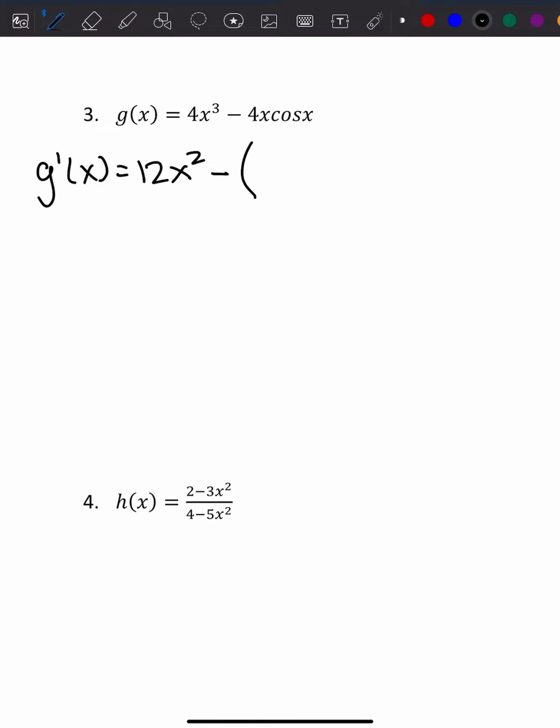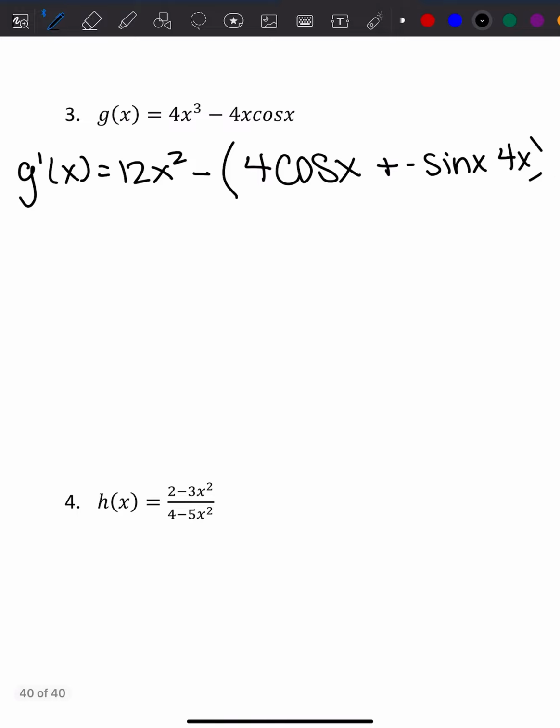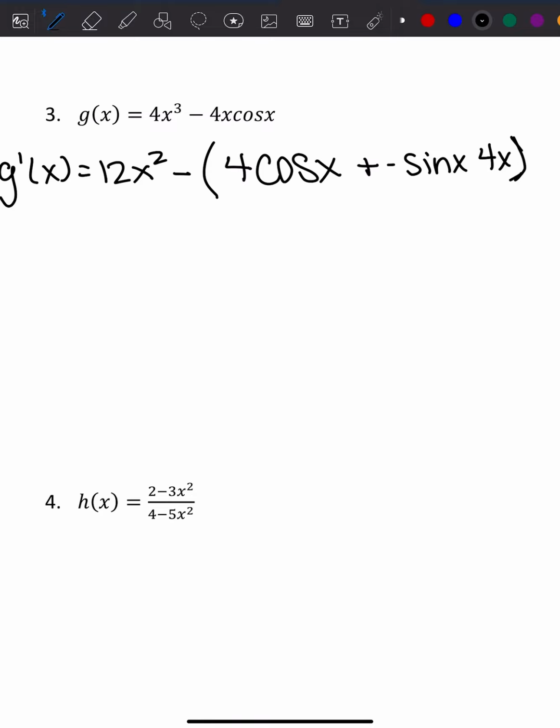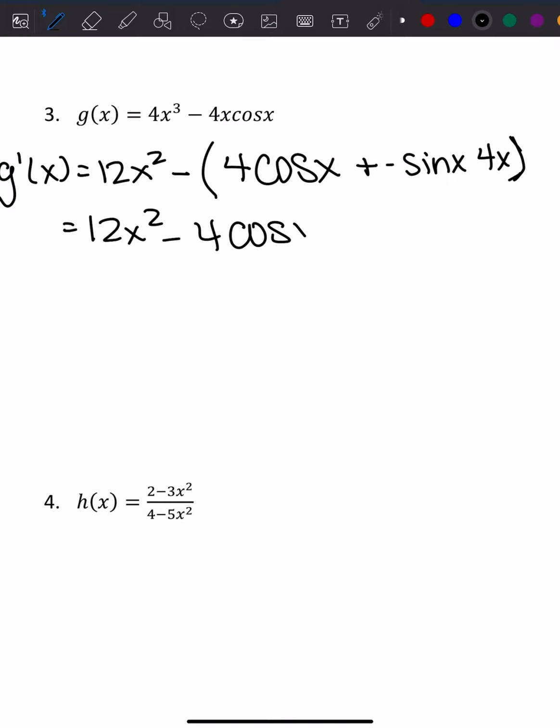u can be 4x, v can be cosine of x. So u prime, the derivative of 4x, times the original v, plus the derivative of cosine, so negative sine, times the original of our x, 4x. So I can go ahead and kind of distribute, at least make sure my signs are correct. So I have 12x squared minus 4 cosine of x minus 4x sine of x.